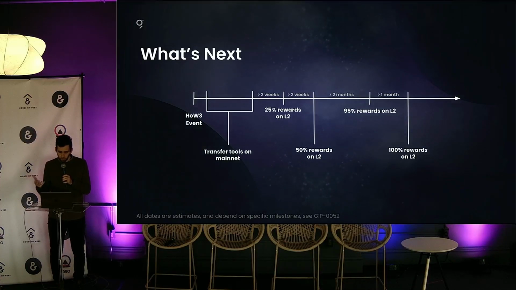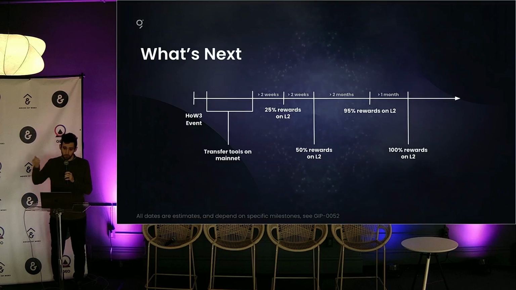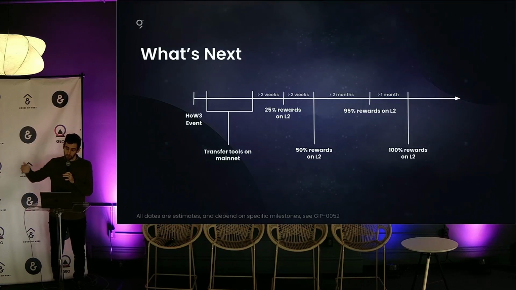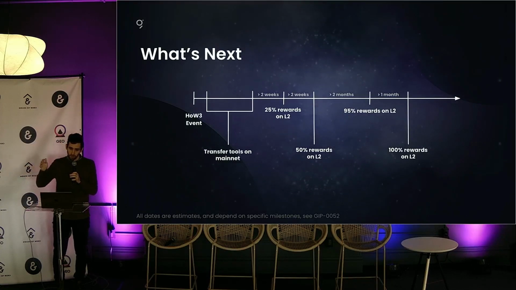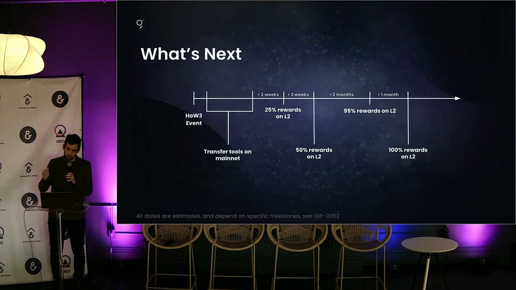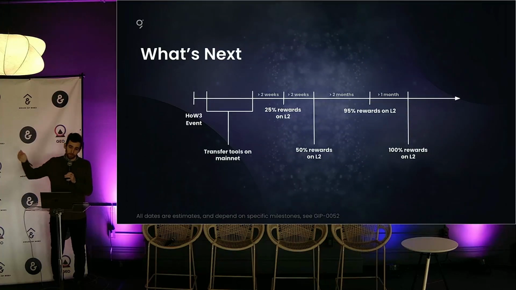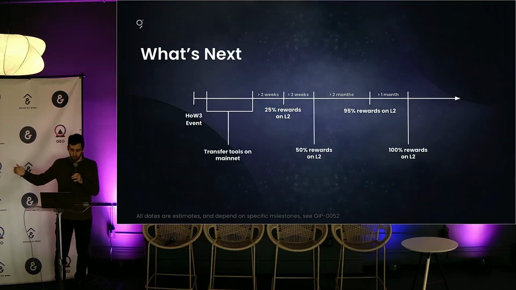That doesn't have a lot more conditions. It's just 2 more weeks, or at least 2 more weeks with everything working well. And then a bit of a longer process that's going to be at least 2 months, in which we need a certain amount of indexers, a certain amount of delegators, and a certain amount of subgraphs to have moved to L2 before we do a big bump and say, okay, now 95% of rewards are going to be minted on Arbitrum.